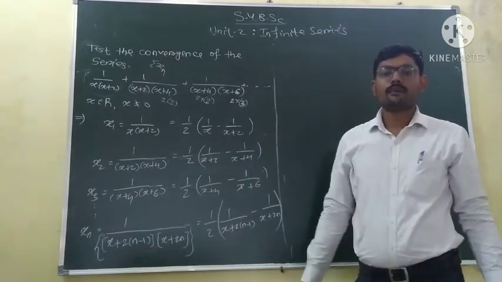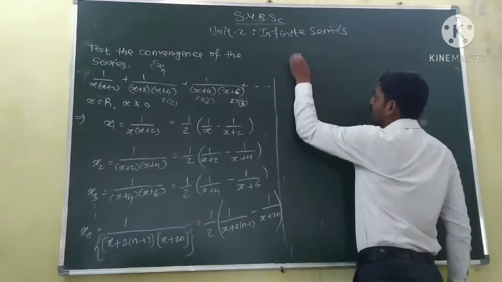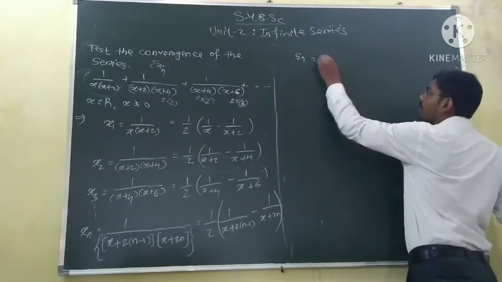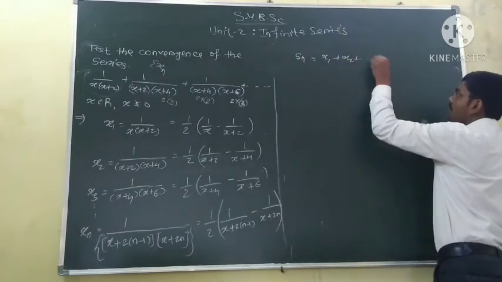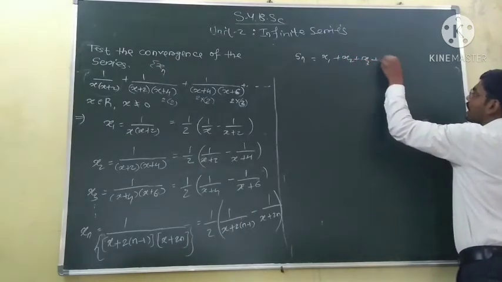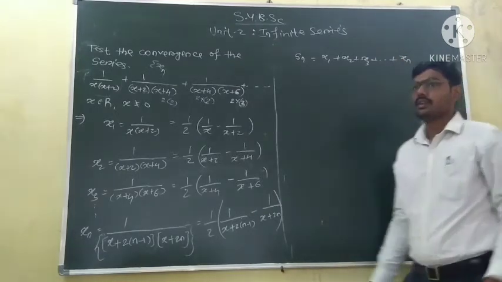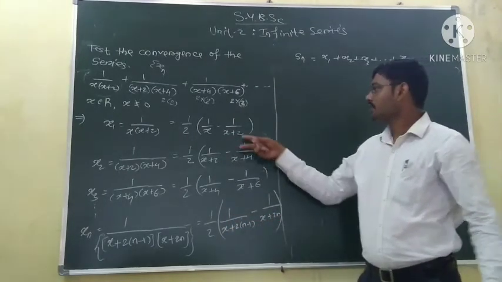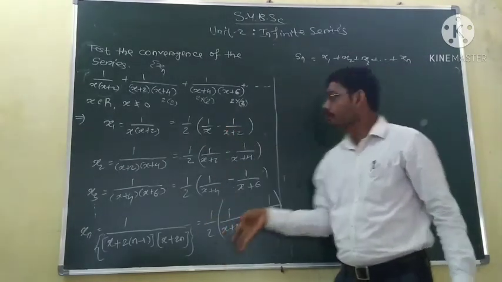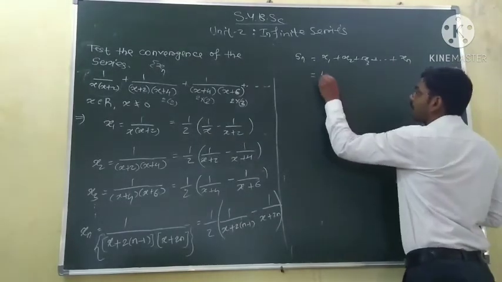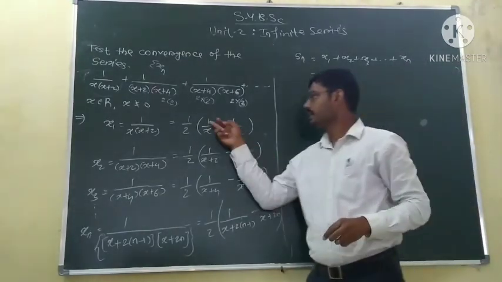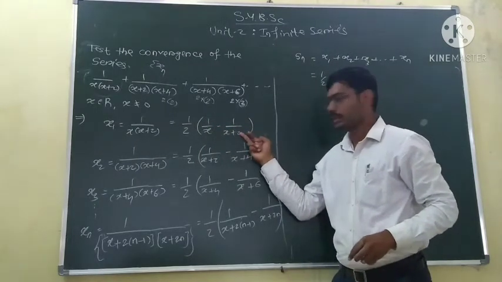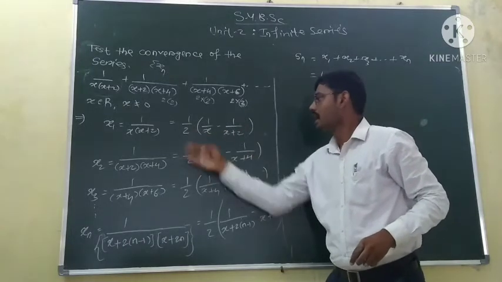Now our sequence of partial sums. Sn is nothing but the sum of the first n terms. So Sn is nothing but x1 plus x2 plus x3 up to xn. Now, if you observe the pattern in this sequence, the half is common to everyone, so in the sum, half will be common. Now see, here is 1 by x minus 1 upon x plus 2, and here is 1 upon x plus 2. So half is common also.